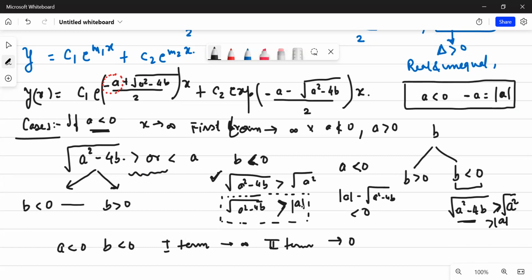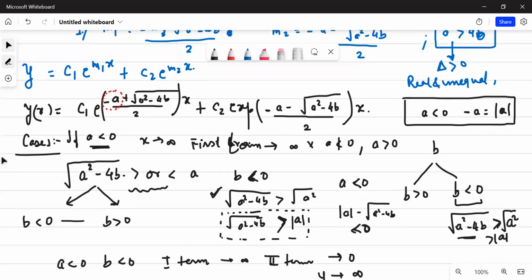Which implies that a minus root over a square minus 4b would be less than 0. Modulus of a minus root over a square minus 4b would be less than 0. So this whole term would be negative. Tending to infinity, this whole term would become 0. So if a is less than 0 and b is less than 0, overall your y tends to infinity because your second term is tending to 0 and your first term is tending towards infinity. So that is what I did.